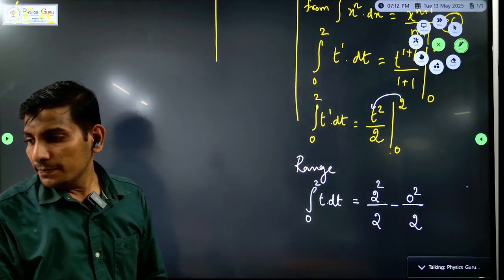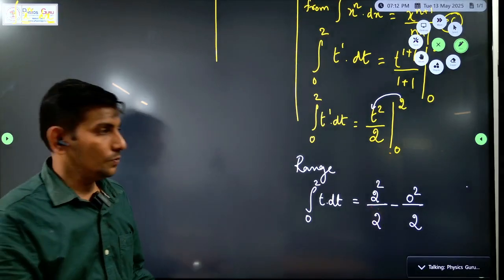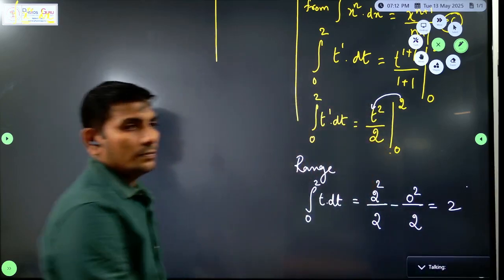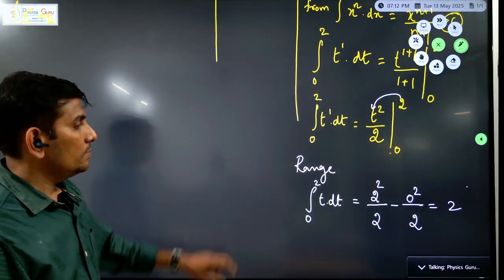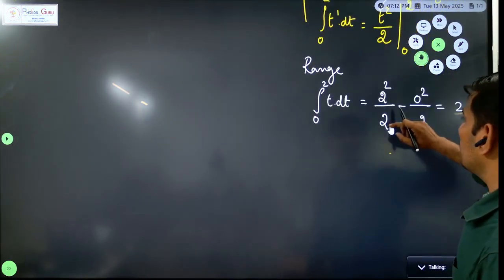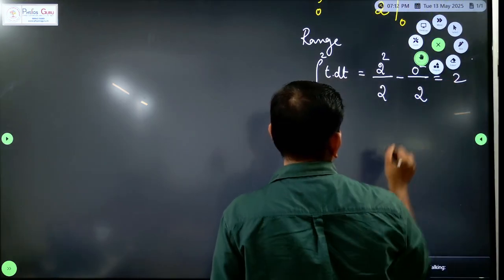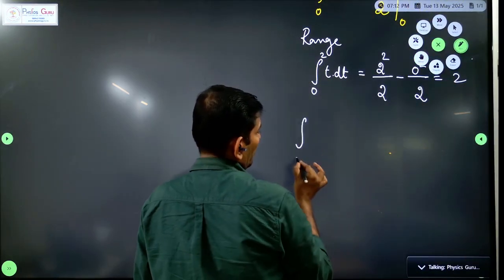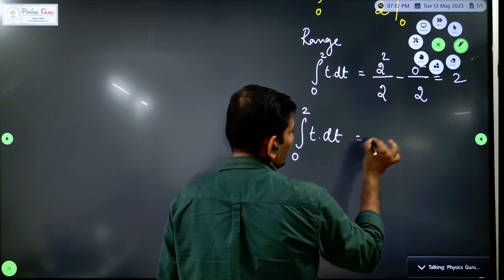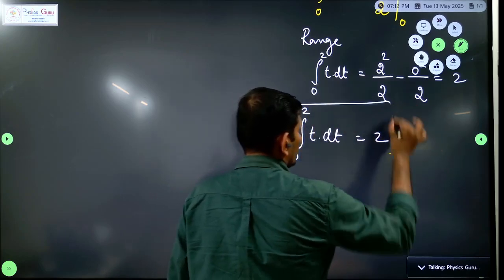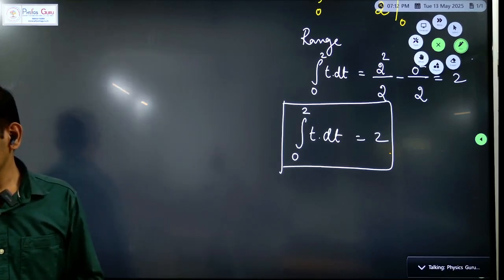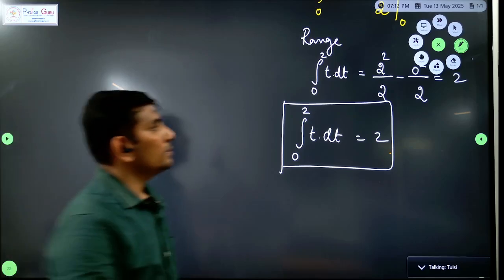What's the final answer? 2. Got it? So what's the final answer now? Integral of 0 to 2 t dot dt is equal to 2. Yes?